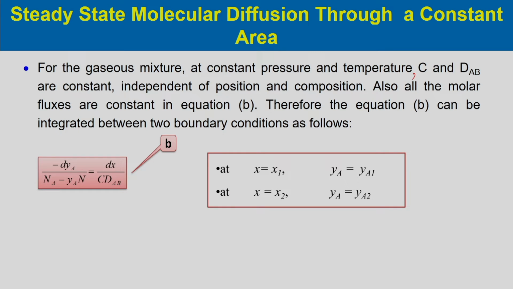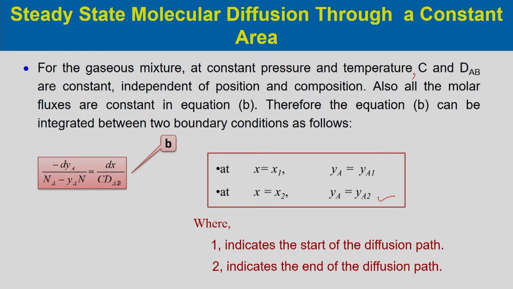At x is equal to x1, YA would be equal to YA1. YA is the mole fraction of component A in the gas phase. At x is equal to x2, YA would be equal to YA2. YA2 is the mole fraction of component A at position 2 in the gas phase. So, 1 indicates the start of the diffusion path and 2 indicates the end of the diffusion path.